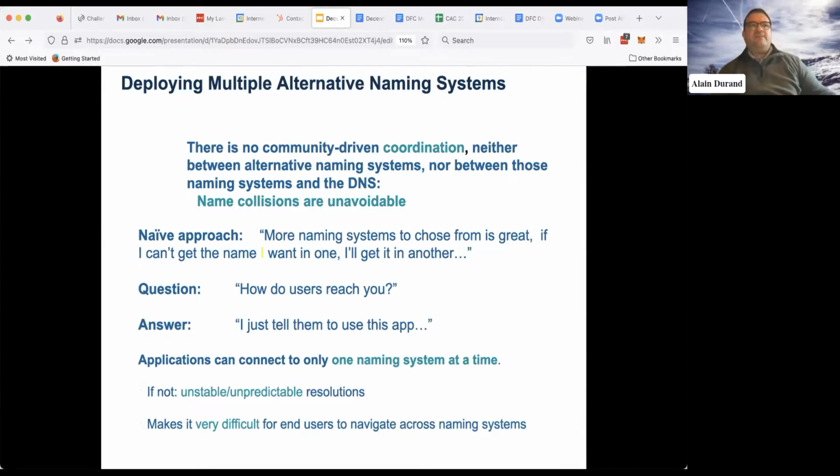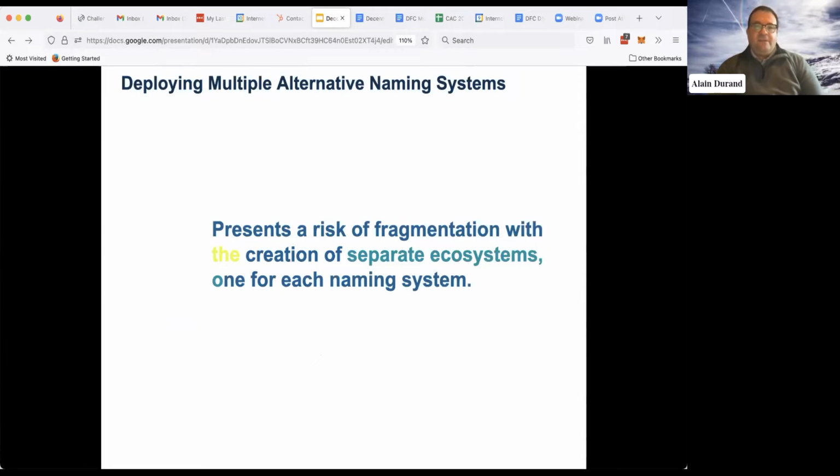Well, I tell them to use this particular app. But an application can only connect to one namespace at a time. So again, as in my example with my house having different coverage with either cellular or Wi-Fi, this will lead to unstable and unpredictable name resolution. And that is really the problem. So next, please. I'm going to accelerate a little bit on this.